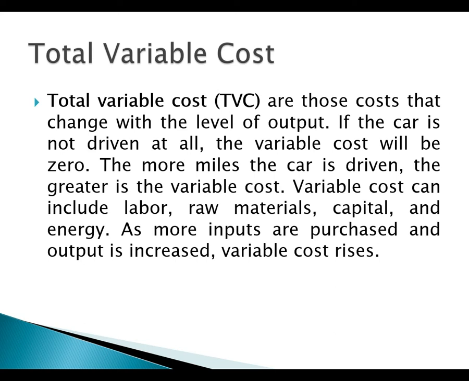The variable cost includes labor, not the permanent labor, but the daily wage labor you have to pay according to the work. If they work for 1 hour, you have to pay for 1 hour. If they work for 5 hours, you have to pay for 5 hours. Raw material: if you are producing no item, you have no need of raw material. There is no cost of the raw material.